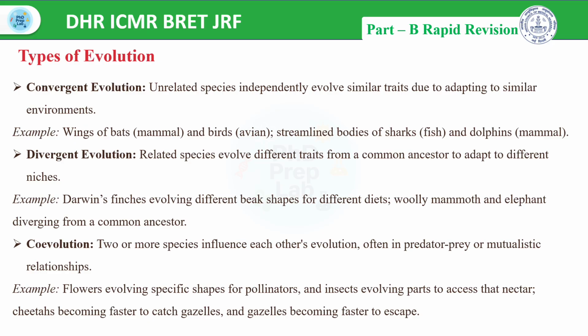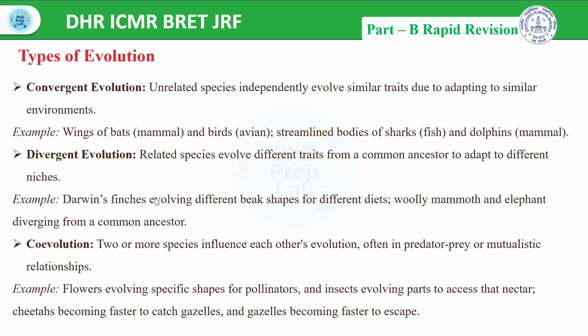Now we have divergent evolution. This happens in related species. So related species evolve different traits from a common ancestor to adapt to different niches. The example of divergent evolution is Darwin's finches, which evolved different beak shapes for different diets, and they evolved from one single species only. So they evolved in accordance with their food habits.